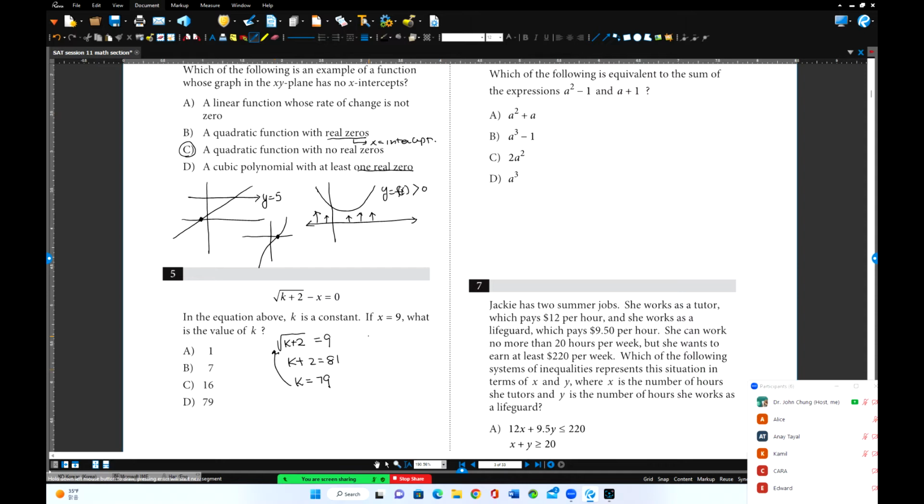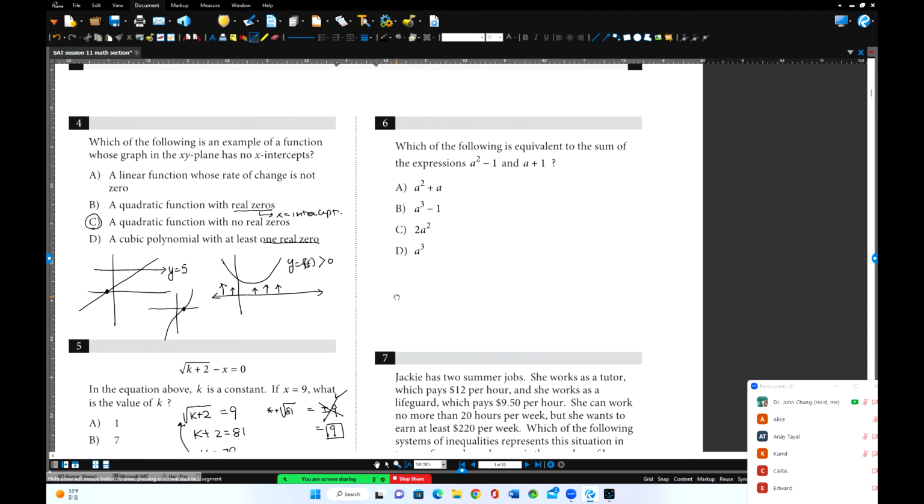Don't forget this one. The square root of 81 is not plus or minus 9. That is totally wrong. This is a principal square root, always positive. 9 is the answer. Maybe some teachers use the plus or minus, but that is totally wrong. Don't believe that.